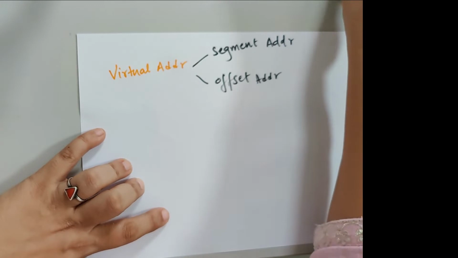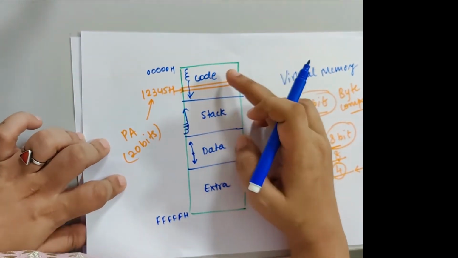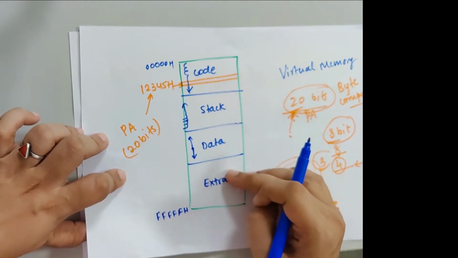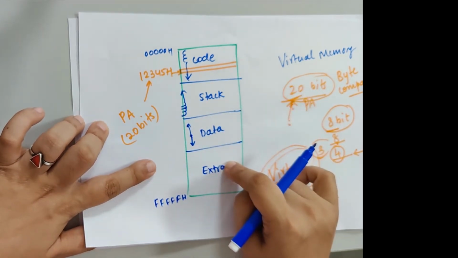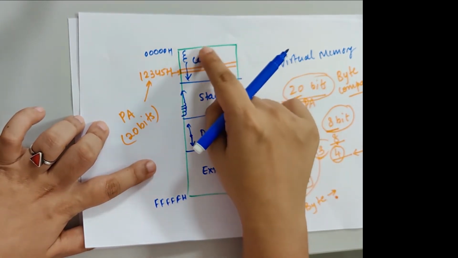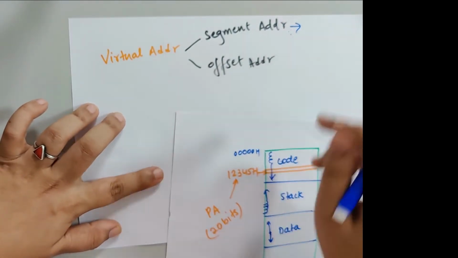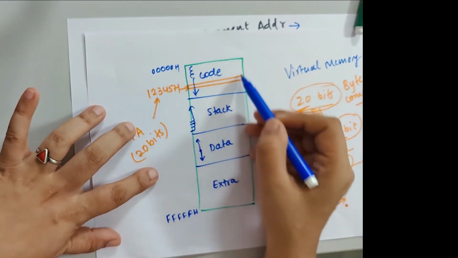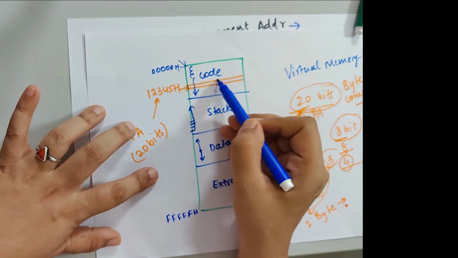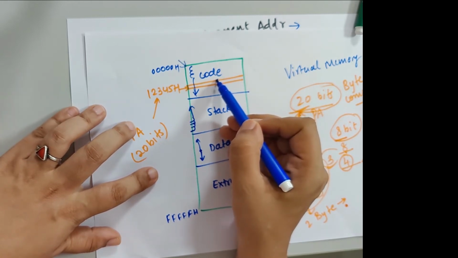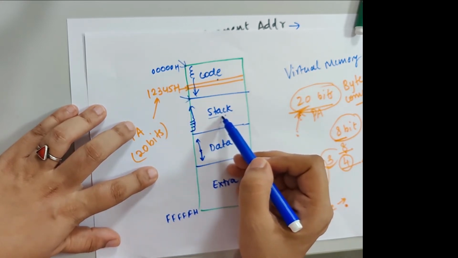As we have seen, we have created segments in the memory: code segment, stack segment, data segment, extra segment. Every segment will have a particular address, and that will be the segment address. This segment address represents the starting address of a segment. So suppose I am talking about the code segment, the starting address of the code segment will be stored in a segment register, and the starting address of the stack segment will be stored in a segment register.